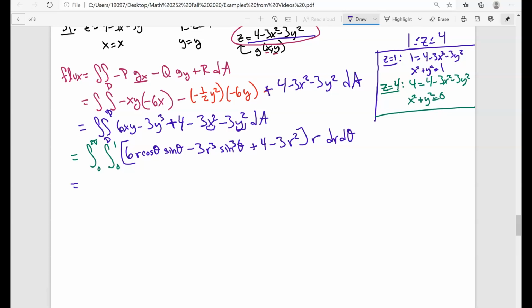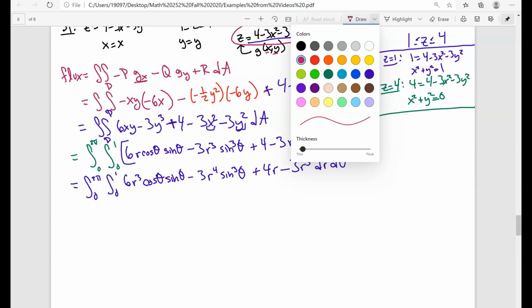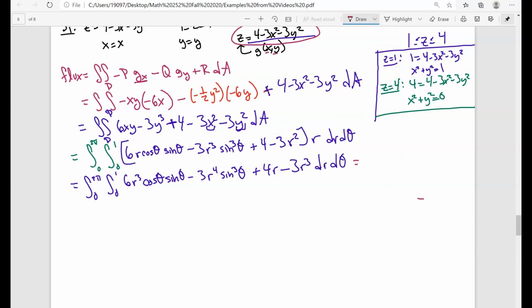Okay, and then I'm going to FOIL this guy out, 0 to 2 pi, 0 to 1. So foiling that guy, you get 6r cubed cosine theta sine theta minus 3r to the 4th sine cubed theta plus 4r minus 3r cubed dr d theta. Okay, now I'm not going to do the integration here because it is pretty crazy, but you can figure out that this guy's going to give you 5 pi over 2. I just don't want to make this video even longer than what it should be.